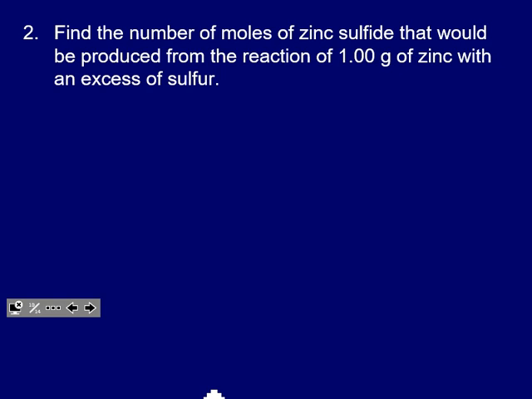Again, try to do the balanced chemical equation. Pencil is a great thing in case you mess it up. You can fix it. This is a synthesis reaction, so you're going to have to cross over charges to get the formula for your zinc sulfide.